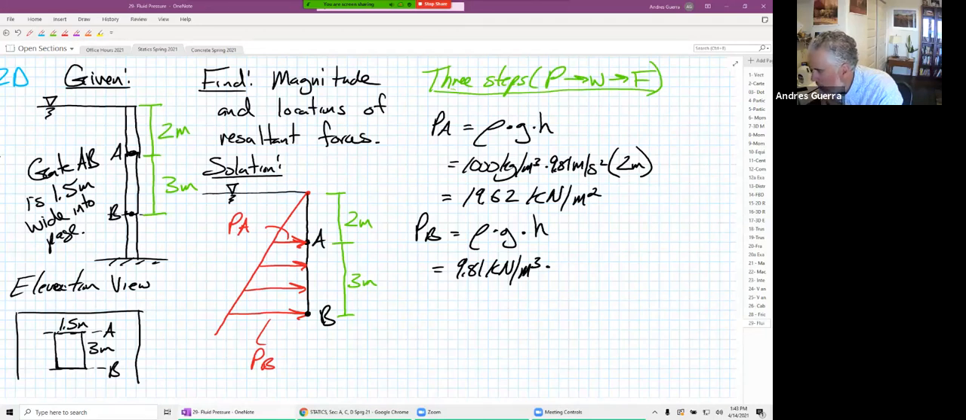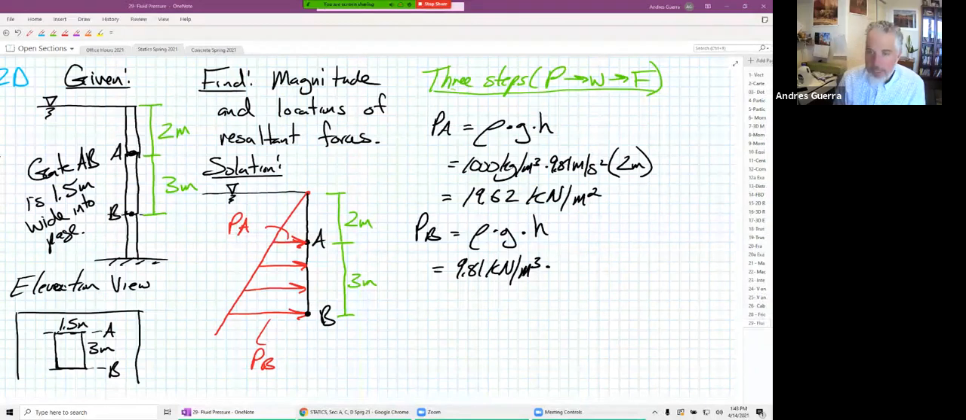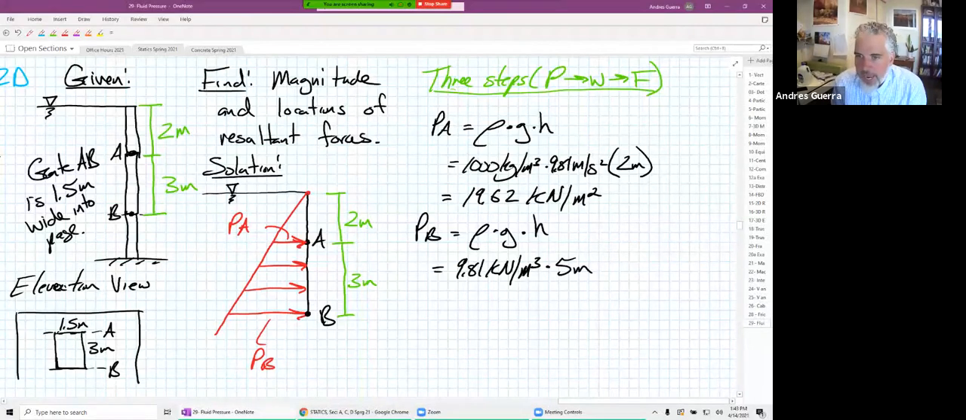Everybody, all the E to H's are hiding here. How about anyone? What do you all think? 5, yes, right. It's all the way to the top. Don't use the 3 meters, use the 5 meters right there. And so we're going to end up with a value here of 49.05 kilonewtons per square meter.